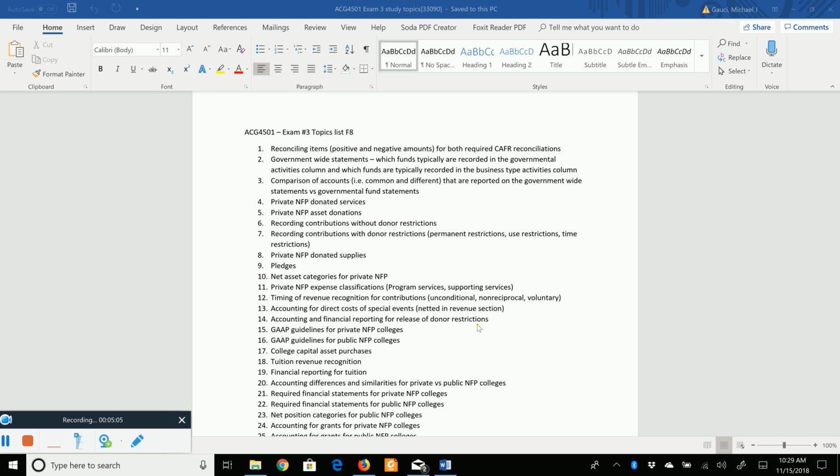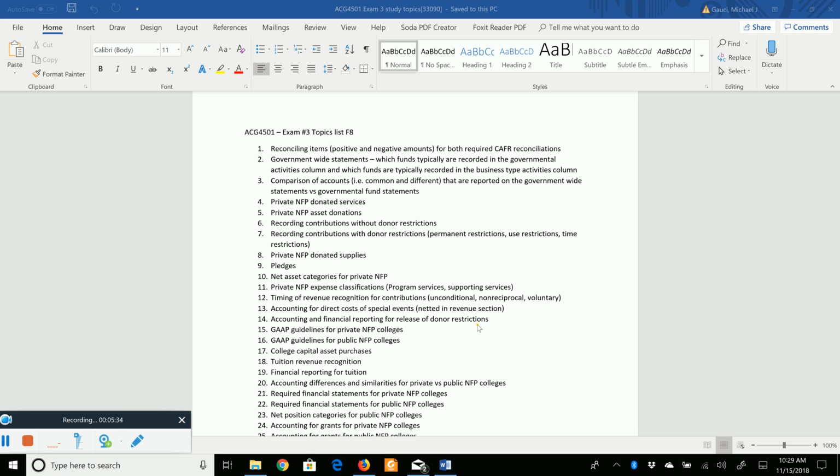Little hint, the business type activities column typically only includes the enterprise funds, and all the governmental funds and the internal service funds typically roll up into the governmental activities column. And the fiduciary funds are ignored for government-wide purposes. All right, number 3, comparisons of accounts that are reported on the government-wide statements versus governmental fund statements.